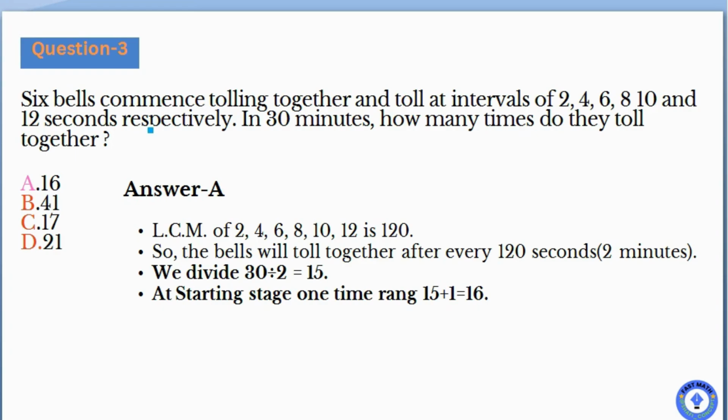That means in a school or church, whatever it may be, 6 bells are ringing at intervals of, these are the seconds given. In 30 minutes, how many times will they ring together? In such cases, whenever you see the word "together", you have to calculate the LCM of those numbers. You might know how to calculate the LCM of all these numbers, but I want to reiterate so that you have a better idea on calculating LCM.